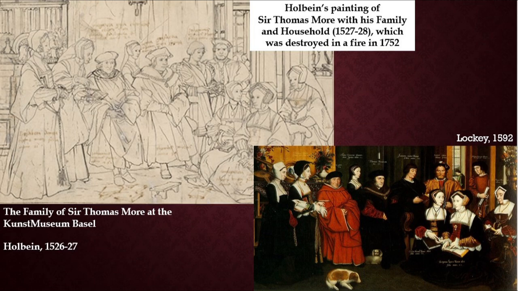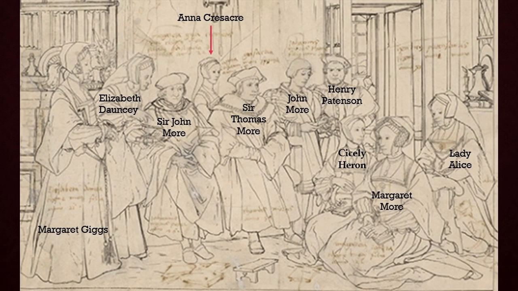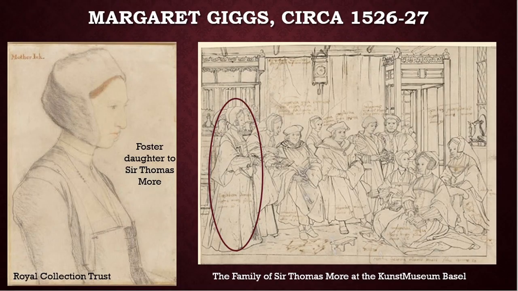However, there is a copy of this family portrait painted by Roland Locke in 1592, which can be found at the Nostell Priory. From left to right, first there is Margaret Giggs, aged 22, the foster daughter to Sir Thomas More. She was an adopted daughter and kinswoman, a scholar in Greek, Latin, mathematics, and medicine.